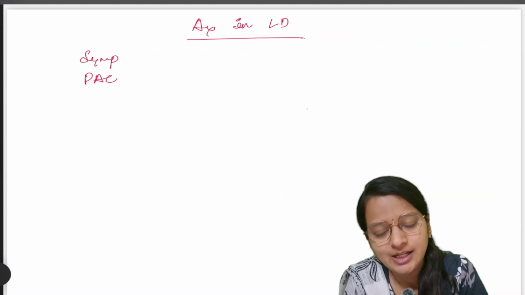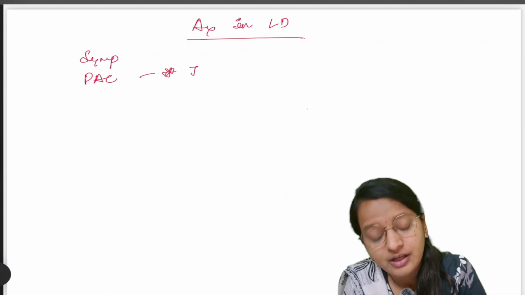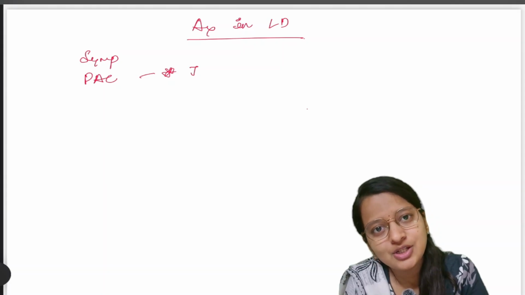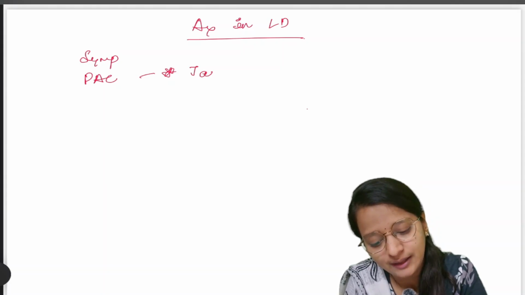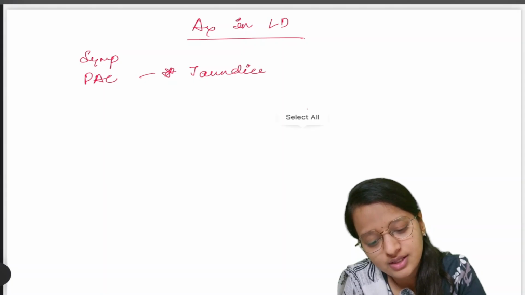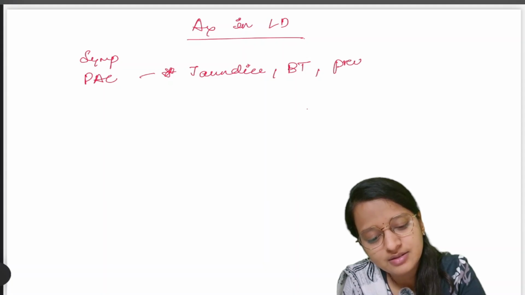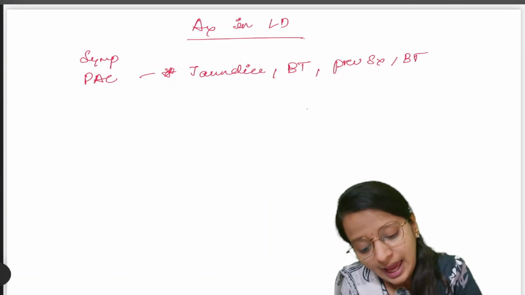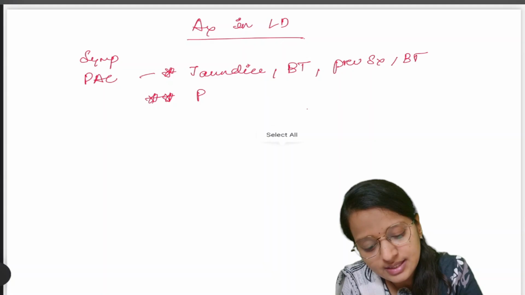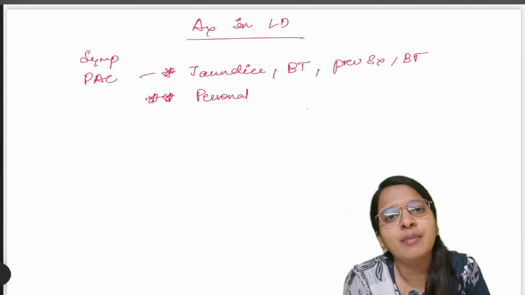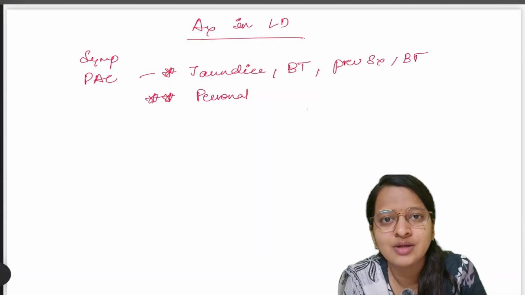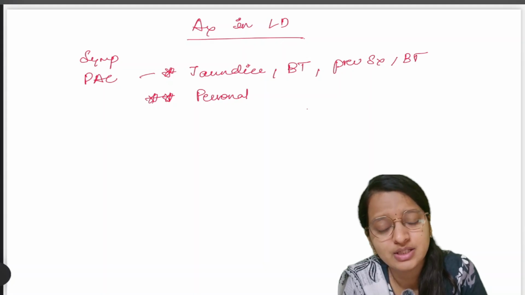jaundice, any bleeding tendencies. Mainly, we'll also ask about previous surgical history and his recovery during that. So, any jaundice and bleeding tendencies and previous surgery and blood transfusions are important. And the most important is his personal history about his addictions, any drug addictions, alcohol consumption, sexual promiscuity, etc.